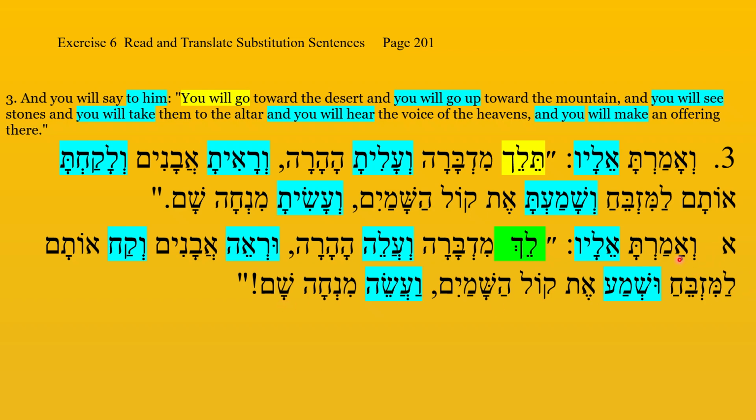So again, and you will say to him, go, now we have the command form, go toward the desert and ascend toward the mountain, or go up toward the mountain, and see stones and take them to the altar and hear, or listen to, the voice of the heavens, and make an offering there.